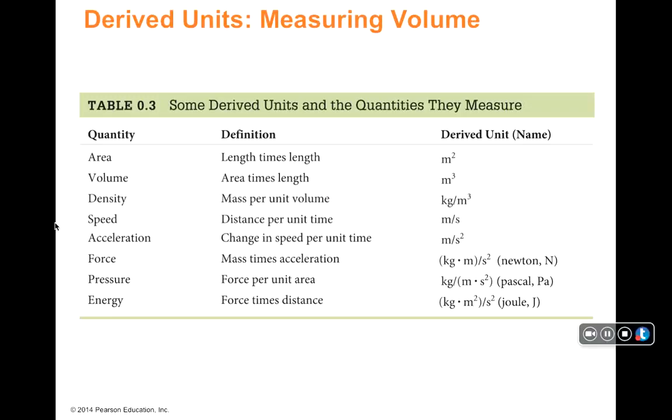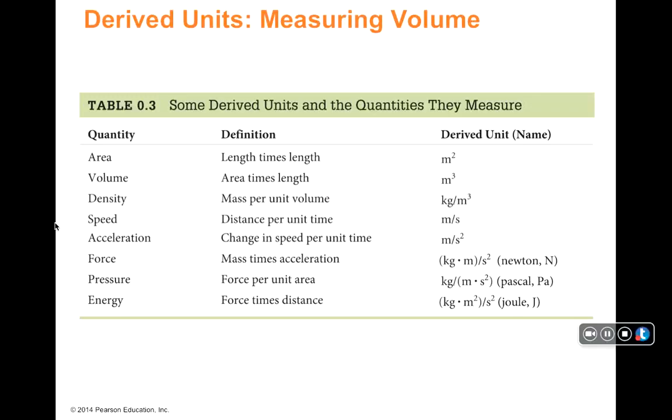We also have what are called derived units. These are units where we take standard units and combine them. And so in that sense, they're derived. Most of these I'm sure you're familiar with. The volume is area times length, density is mass per unit volume, etc. And then on the right, you can see the units that are used for them.